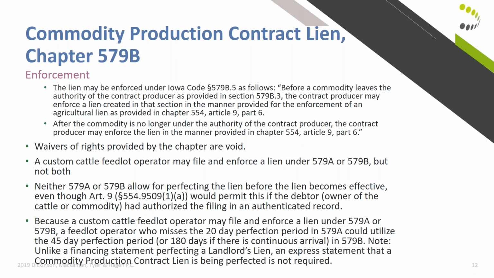And as I had already mentioned, a custom cattle and feedlot operator might file and enforce a lien under 579A or B, but not both. So you really only need to file one financing statement if you're a cattle feedlot operator, but you can only enforce under either chapter. I already kind of mentioned that if a cattle feedlot operator misses the 20-day perfection period, they get a second shot at the apple, so to speak, by perfecting under this chapter.